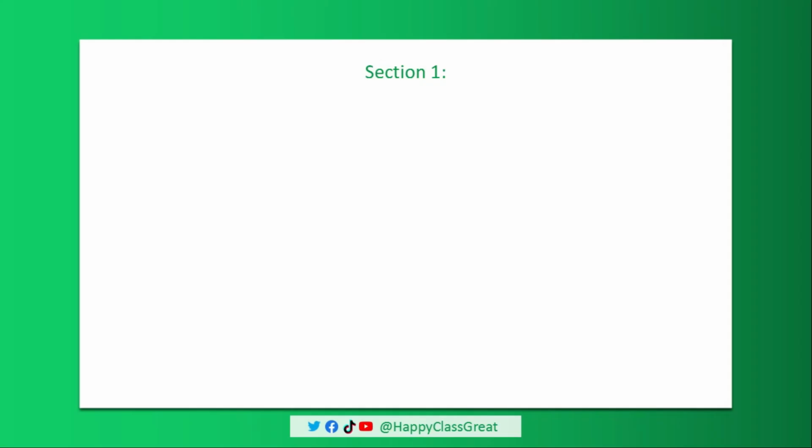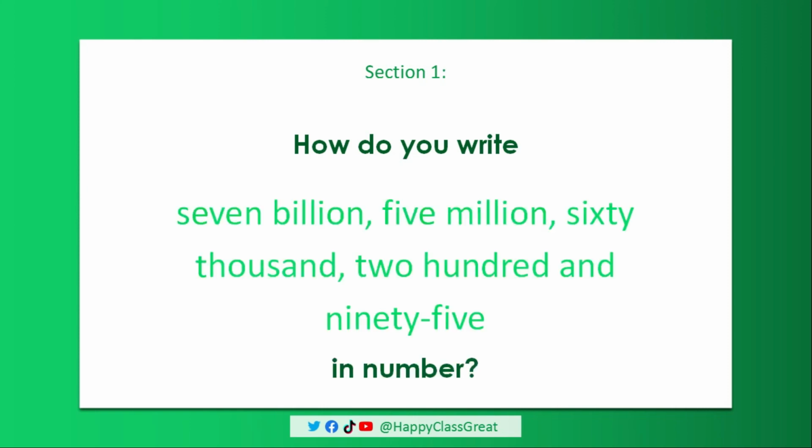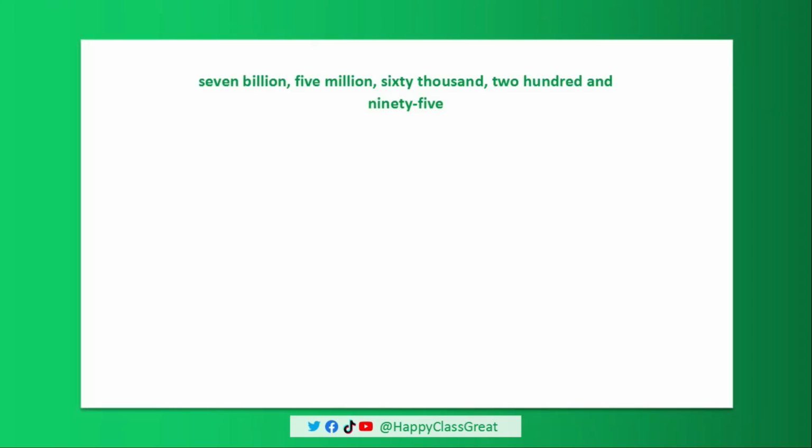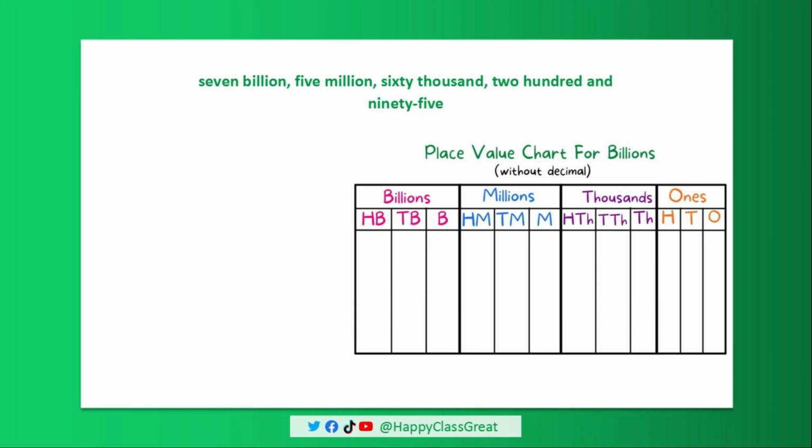Welcome to section number 1. We are going to write 7,005,060,295 in numbers. So to do that, let's jump right to the board here. If you want to practice it, you can pause the video right now and make sure you do it. So the first thing we are going to do is to draw the place value chart here for billions.